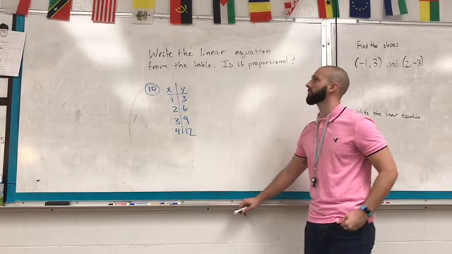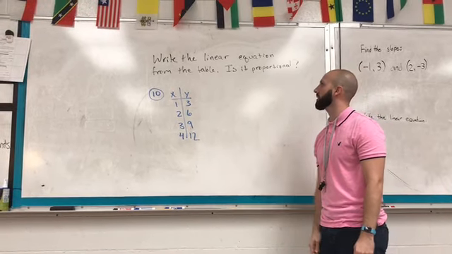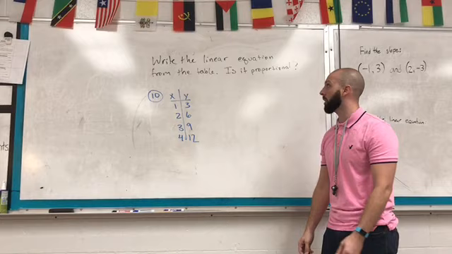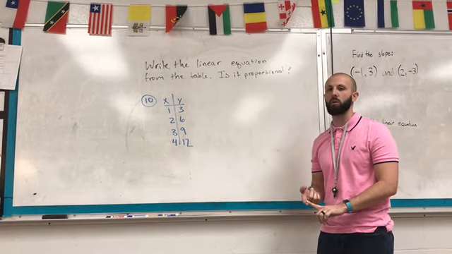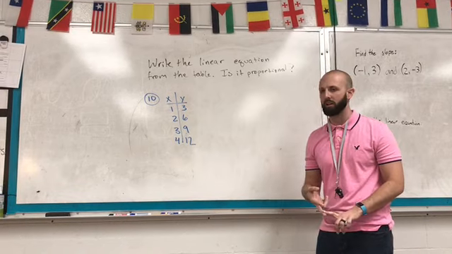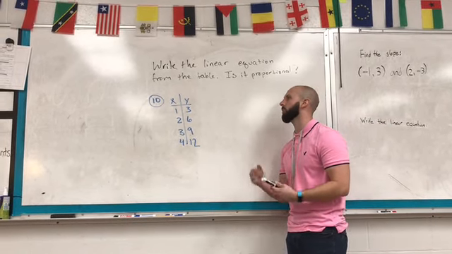I'm going to teach you how to write the linear equation from the table, and then you can tell if it's proportional or not. We know if it's proportional or not by does it go through 0, 0, which is the origin, and is it a straight line. So let's get started.